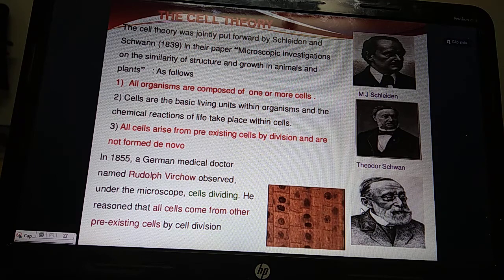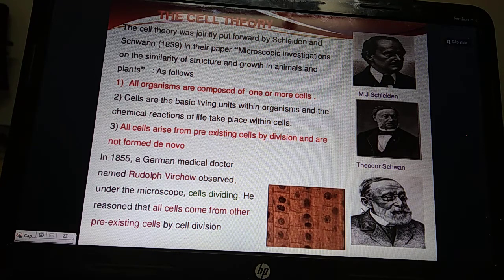The main postulates of the cell theory are: All organisms are composed of one or more types of cells. Cells are basic living units within the organism, and the chemical reactions of life take place within the cell. Or we can simply say that all living organisms are composed of cells and products of cells. This is the main postulate. Later on, this theory was modified by Rudolf Virchow. He reasoned that all cells come from pre-existing cells by cell division. So he modified this cell theory.